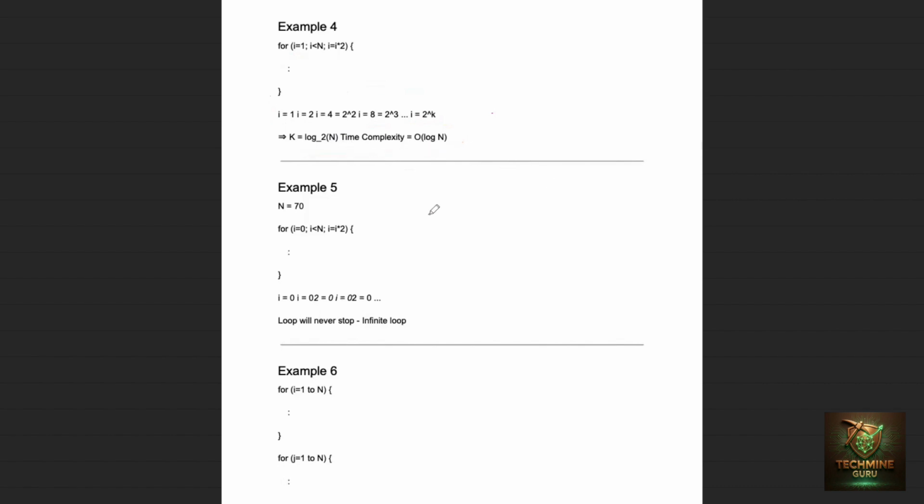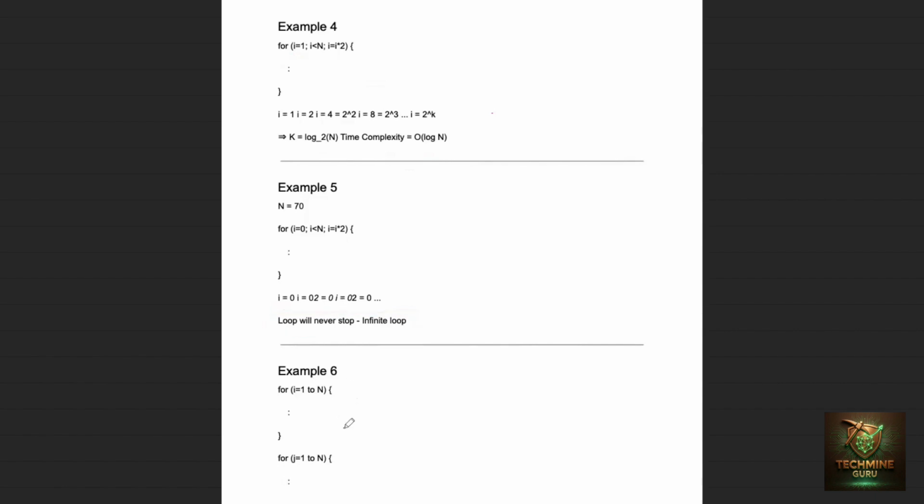Now, let's take one more example. For i is equal to 0, i is less than n, i is equal to i into 2. Since i is starting from 0 and 0 multiplied by anything will be 0 only, on every iteration i will be 0 only. So this loop will never end. This is a classic infinite loop. Let's take one more example.